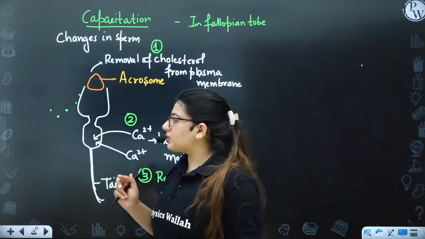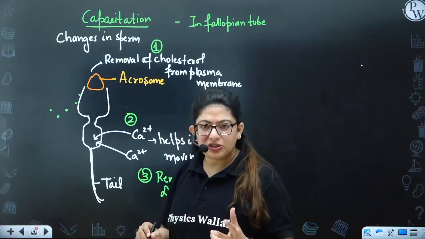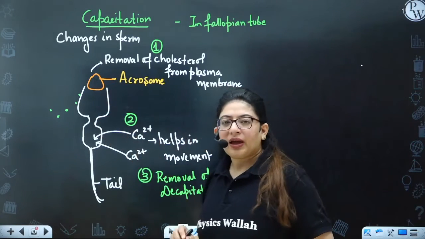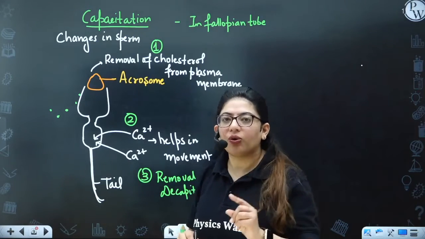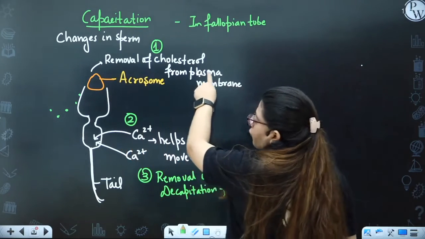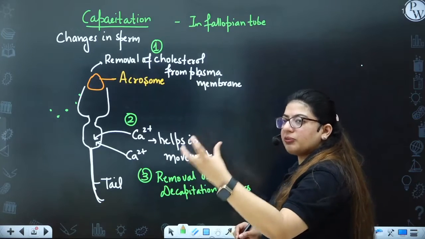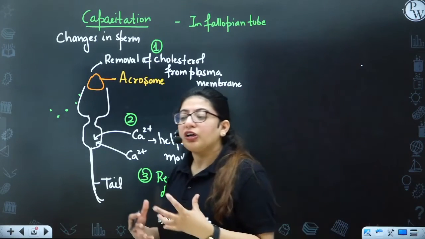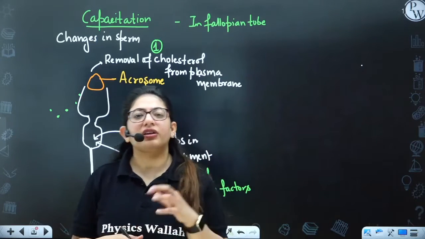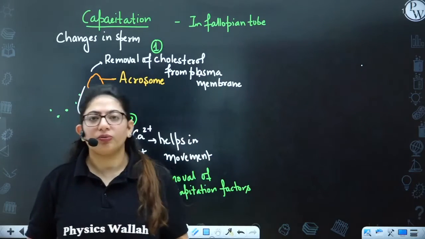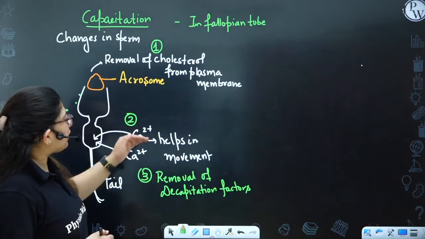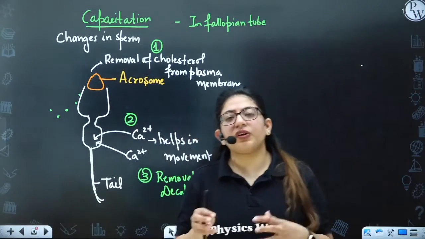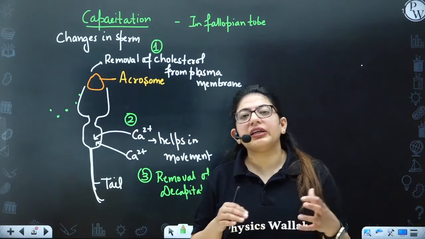So the epididymis has given some factors. These factors are proteins only. They stick to the head of the sperm, and this is how they do not allow the removal of cholesterol. But when the sperm enters the female reproductive tract, these factors get removed, due to the change in pH and other factors in the female's fallopian tube. So these three changes are very important in a sperm if it wants to penetrate the oocyte.